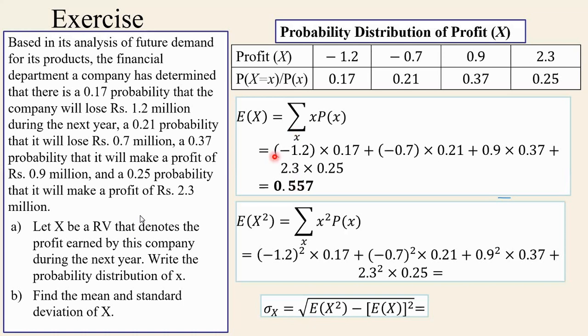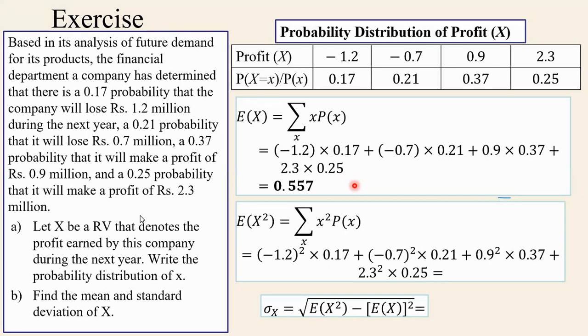So here also, when you are dealing with negative numbers, please put them in brackets. Right? Then bracket minus 1.2 into 0.17, plus bracket minus 0.7 into 0.21, and 0.9 into 0.37, and 2.3 into 0.25. When you simplify this, you get 0.557.